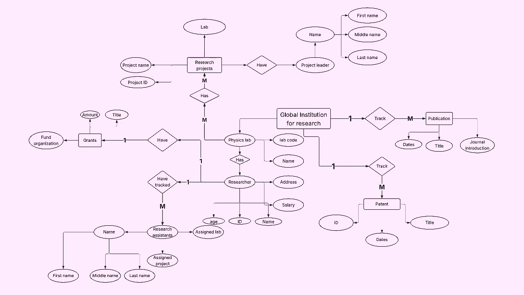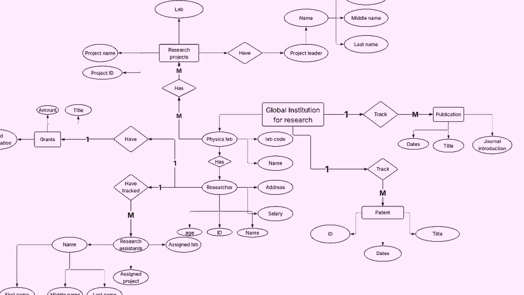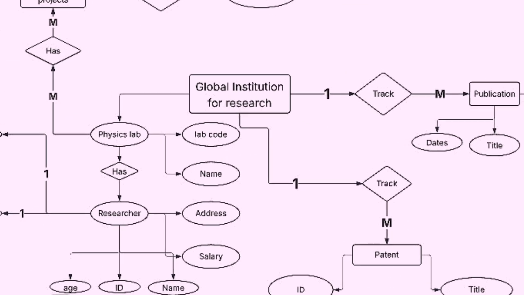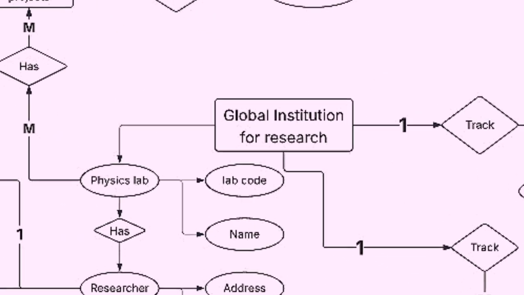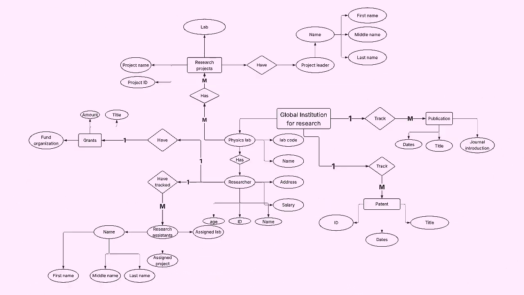Looking into the details of the diagram, firstly, we see a global institution and its division. At the center of our system is the Global Institution for Research. This institution is organized into multiple divisions, each division having attributes such that they possess a unique name, primary location, and a division head who is an employee of the institution. Hence, this setup ensures that organizational hierarchy is being represented.